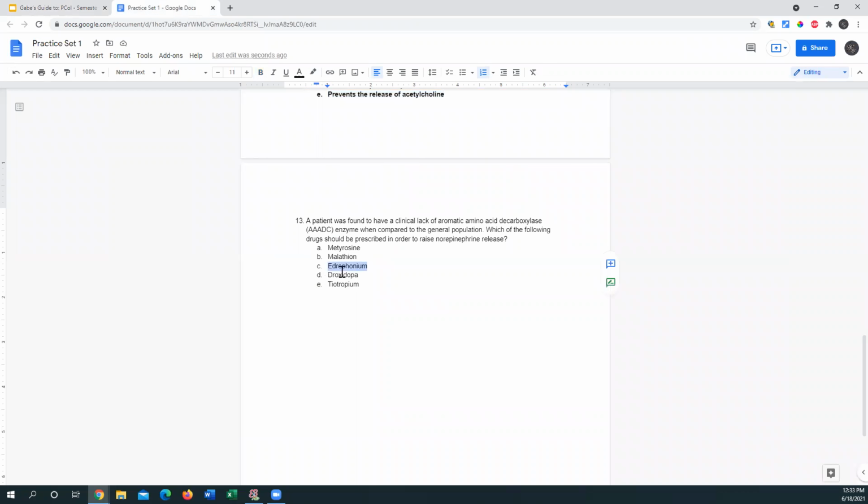Would we give edrophonium? No, because that's going to increase acetylcholine. That has nothing to do with what we're trying to do. Same with the malathion and the tiotropium. These are not going to be acting on the same sites that we want. And so the answer is the droxidopa.